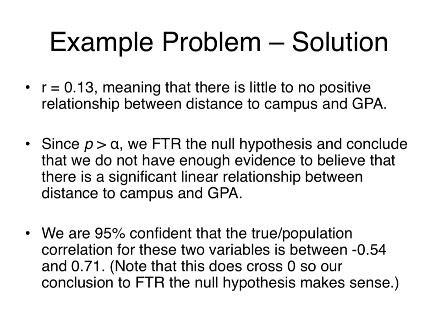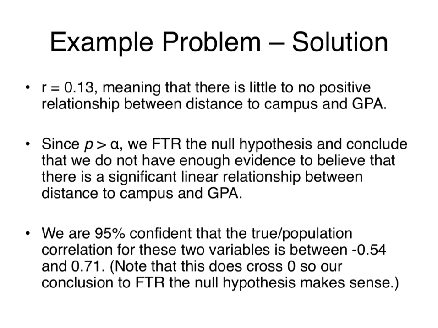Since the p-value associated with the correlation coefficient is 0.7, and this is greater than the significance level of 0.05, we would fail to reject the null hypothesis and conclude that we do not have enough evidence to believe there's a significant linear relationship between distance to campus and GPA.